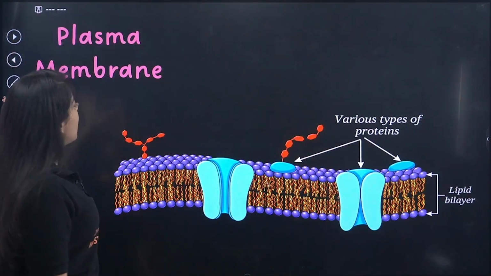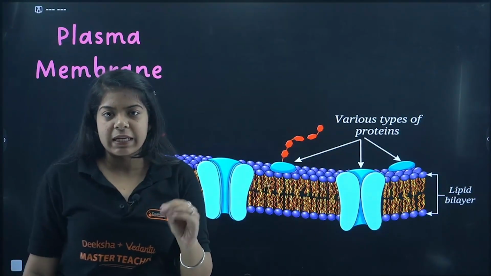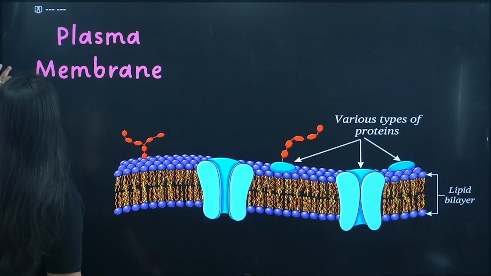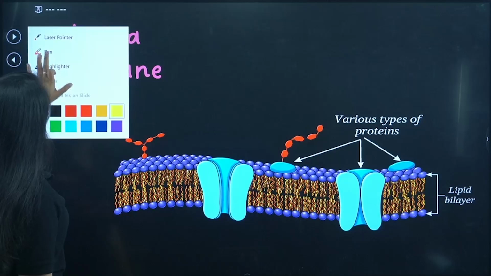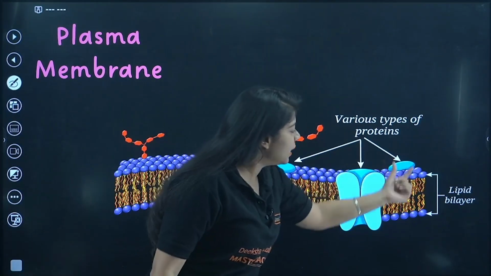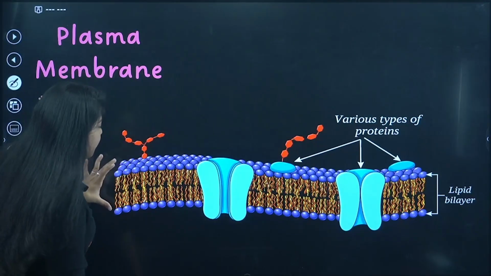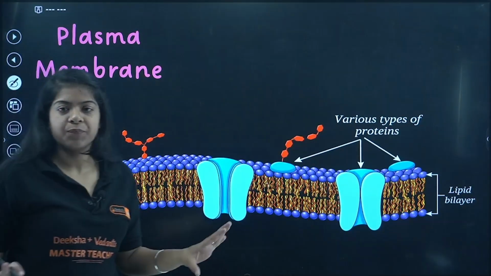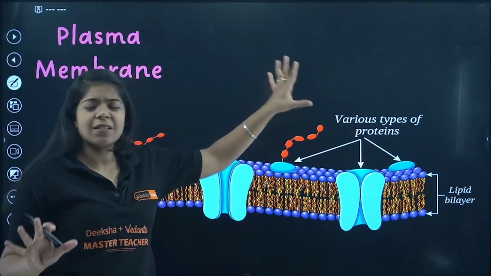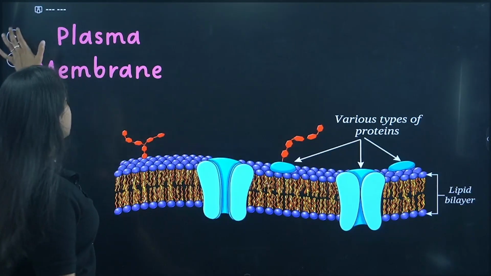Then beta, we have plasma membrane. Now this diagram can look a little bit tricky and hard, but all you have to do is make certain things very clear. These are your proteins, these are your lipids. That's it. It's a bilayer of lipids and proteins. You can make that. This probably won't even come, but just to show you, this is how the plasma membrane looks.